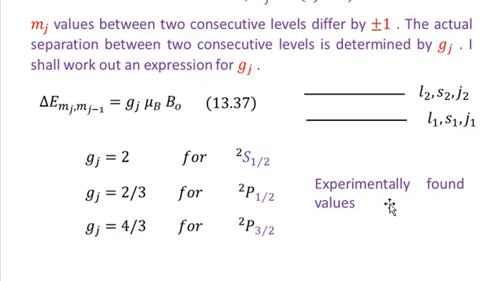Now the question is, can we find an expression for gJ, that is for the Lande g factor, to produce these gJ values? Is there any expression? Yes, the answer is yes. So in the next pages we are going to find out an expression for this.